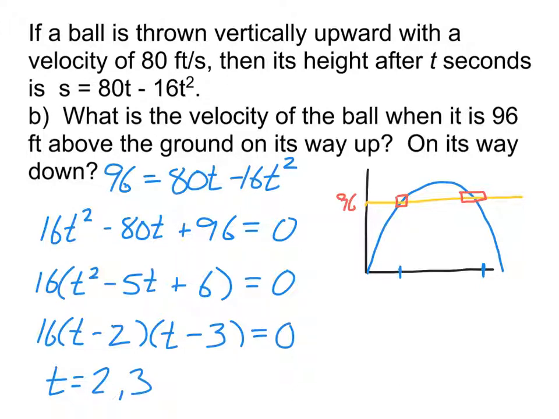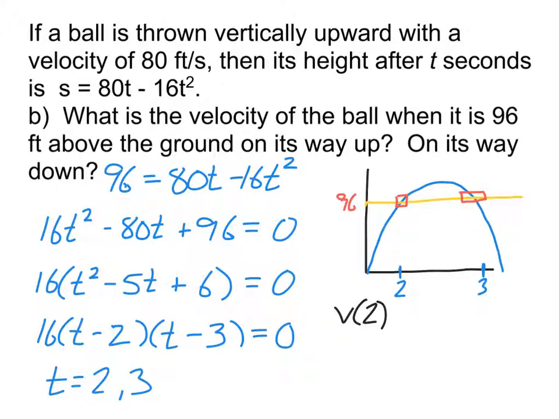So now I know when that actually happens. I know that it's going to reach 96 after 2 seconds and after 3 seconds. Notice one of those represents when it's on its way up, the 2, and one of them represents when it's on its way down, the 3. All right, now notice at this point we're not actually done with this problem. Notice what it asked us. It asked us what is the velocity at 2 seconds and 3 seconds.